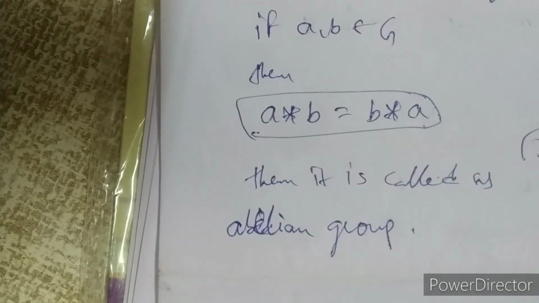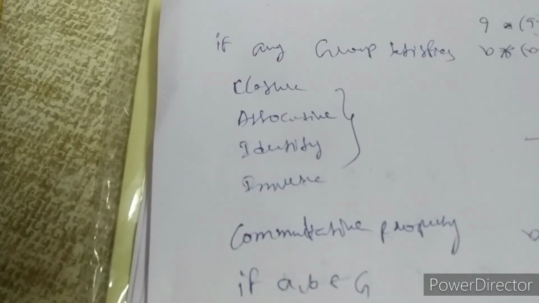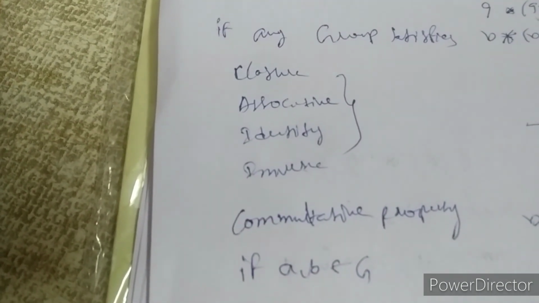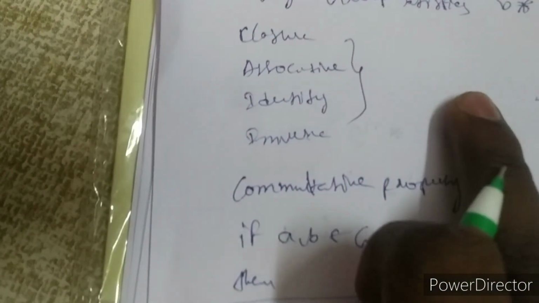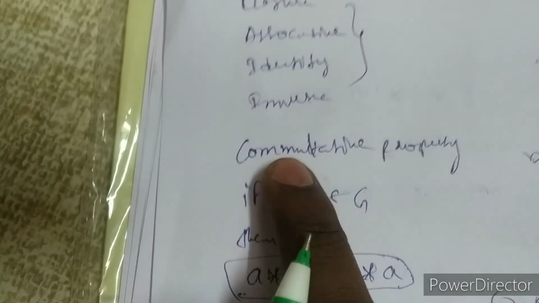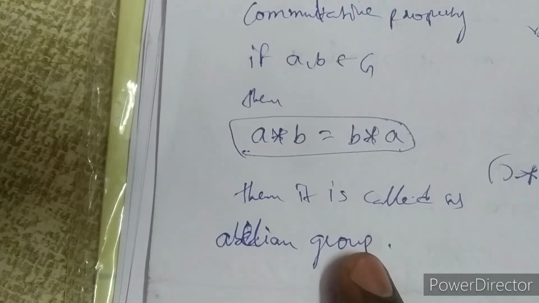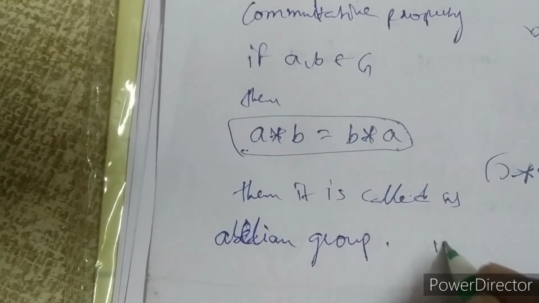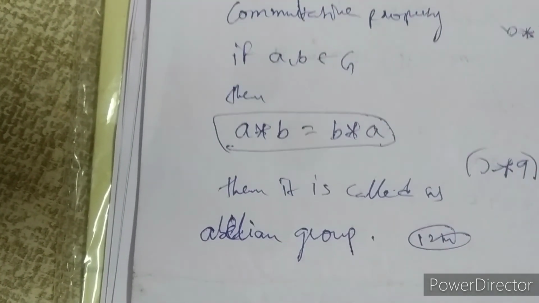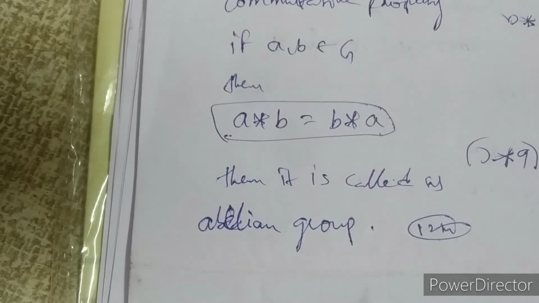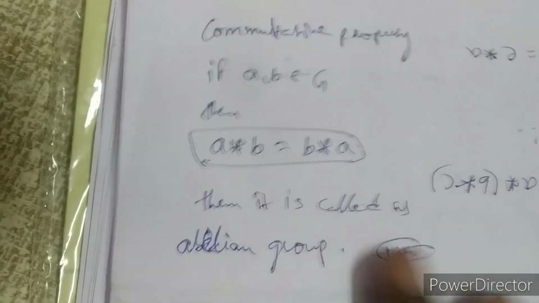Abelian group. So what is a group? If any G satisfies closure, associative, identity, inverse, then it is called a group. If any group satisfies, along with these four, the commutative property, then it is called an abelian group. This is a very important 12 marks question. Okay, we have an example, integers. If we apply, you will get the answer. So this is the abelian group and the group definition.